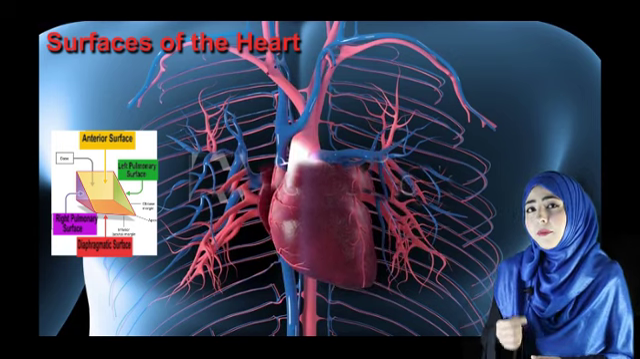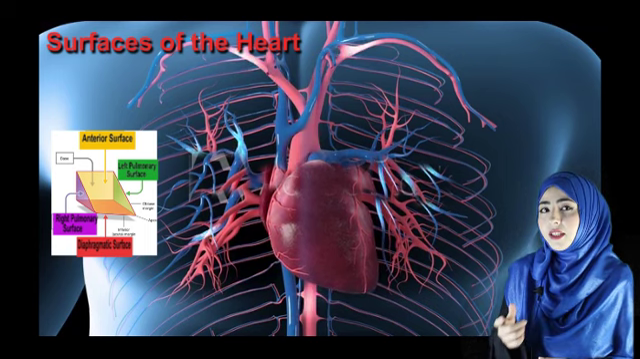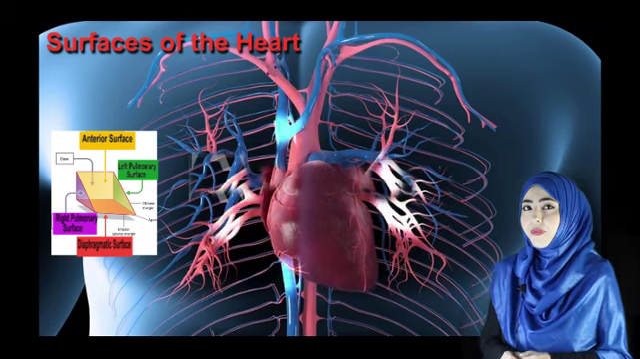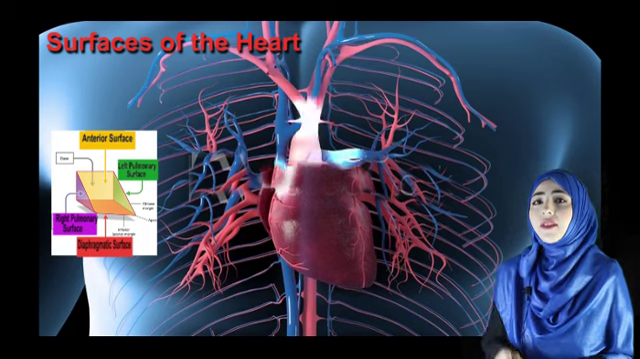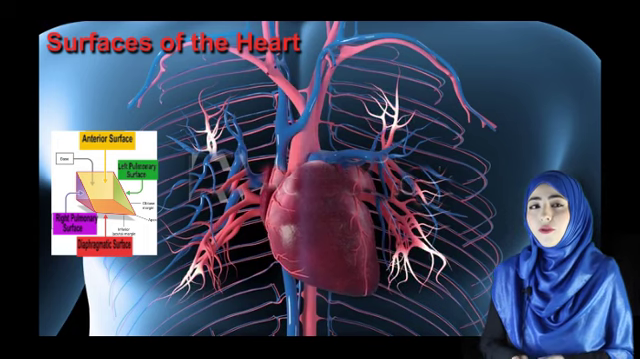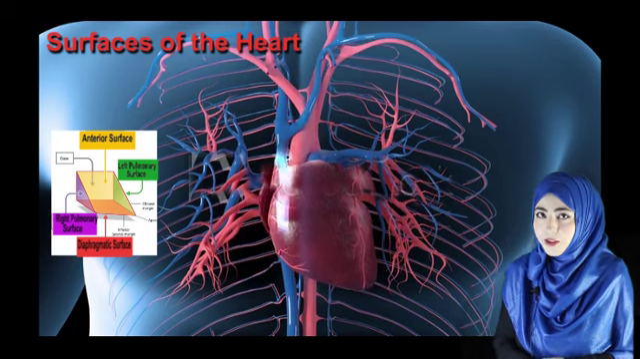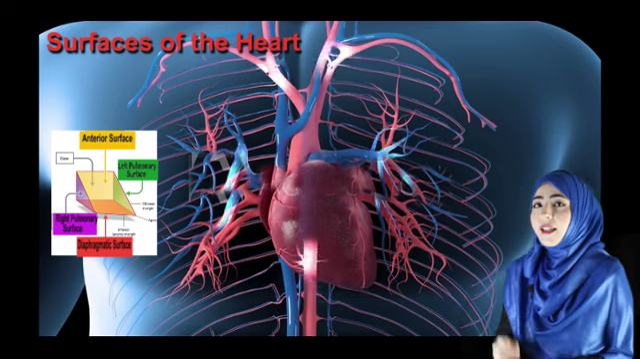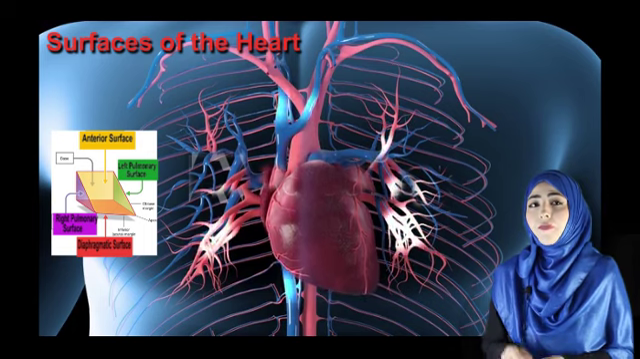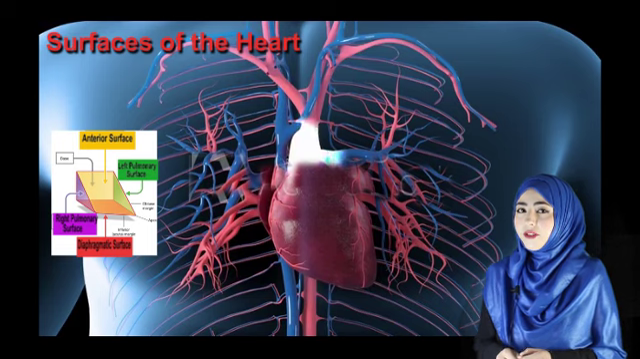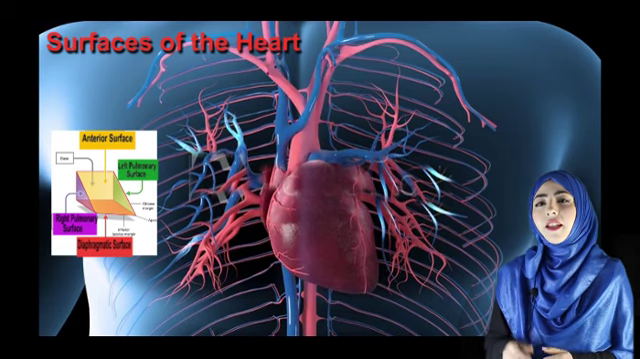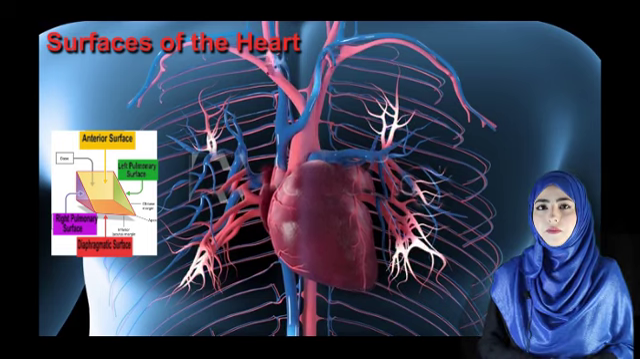It is related mainly to the central tendon of the diaphragm. The third is the right pulmonary surface, formed mainly by the right atrium. The fourth is the left pulmonary surface, formed mainly by the left ventricle. It forms the cardiac impression in the lung.